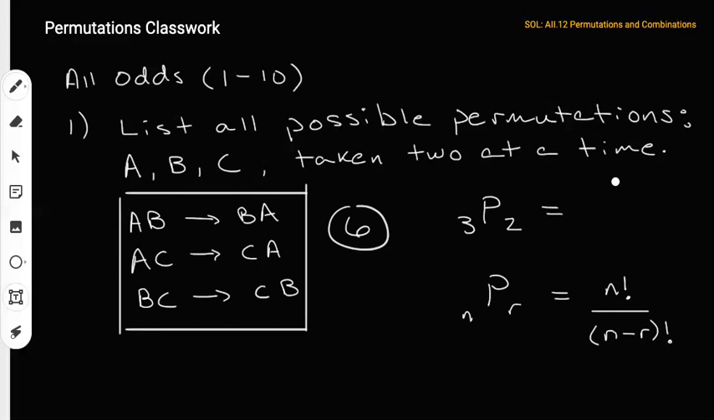So if I plug in those numbers, I get 3 factorial on top. And then I'm going to be dividing by 3 minus 2 factorial on the bottom. So then 3 factorial is going to be 6. And then 3 minus 2 is 1 factorial, which of course is 1. So I can rewrite this as 6 over 1. And then 6 divided by 1 is 6. So that's how I know that there's going to be 6 possible permutations.